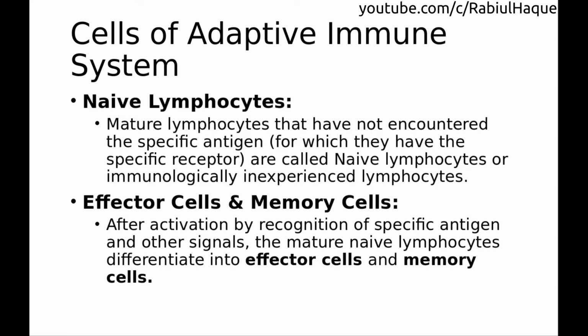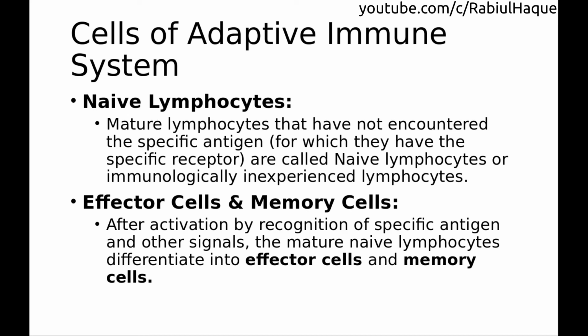Now, in your textbook, you will also find these terms: naive lymphocytes, effector cells, and memory cells. So what do we mean by naive lymphocytes? These are mature lymphocytes that have not yet encountered the specific antigen for which they have a specific receptor. So they are called naive lymphocytes. They are also known as immunologically inexperienced lymphocytes.